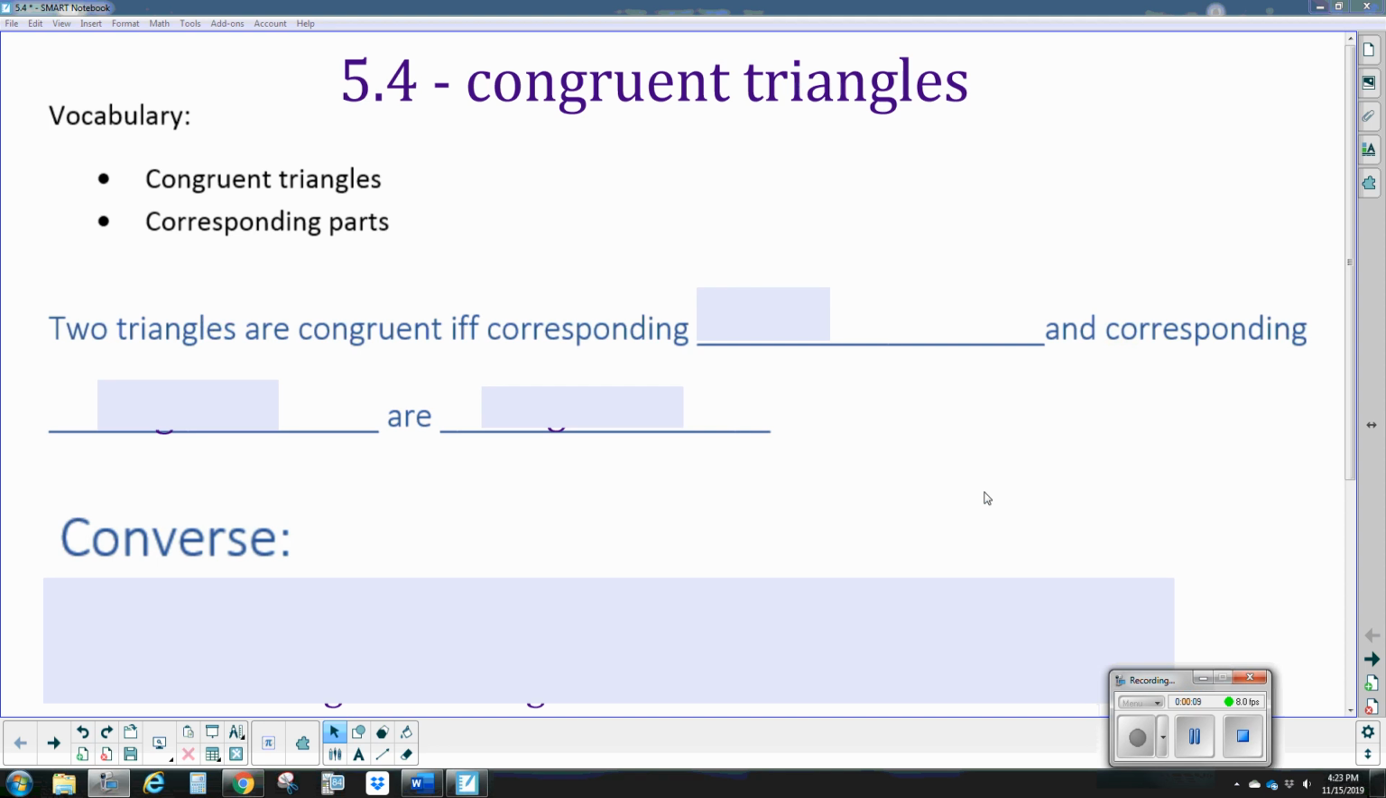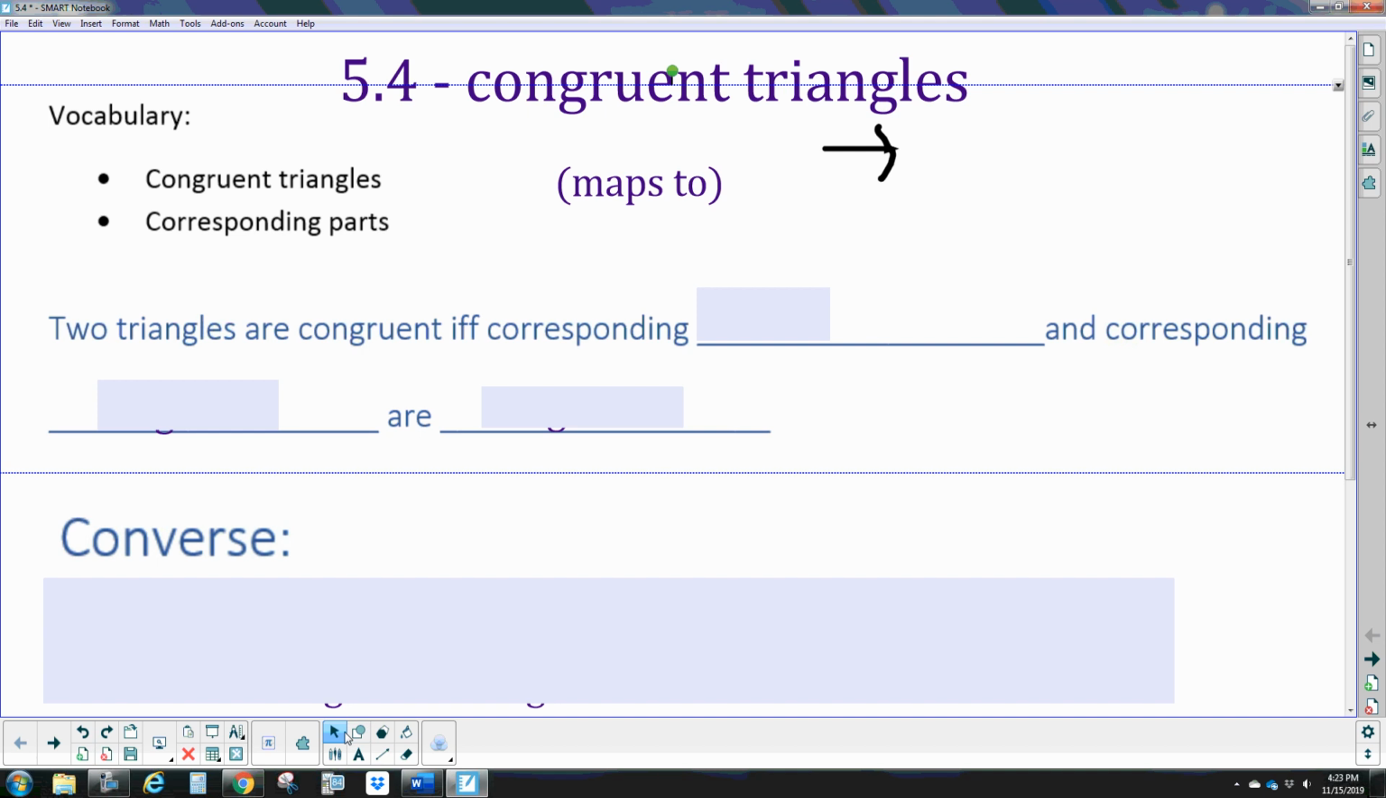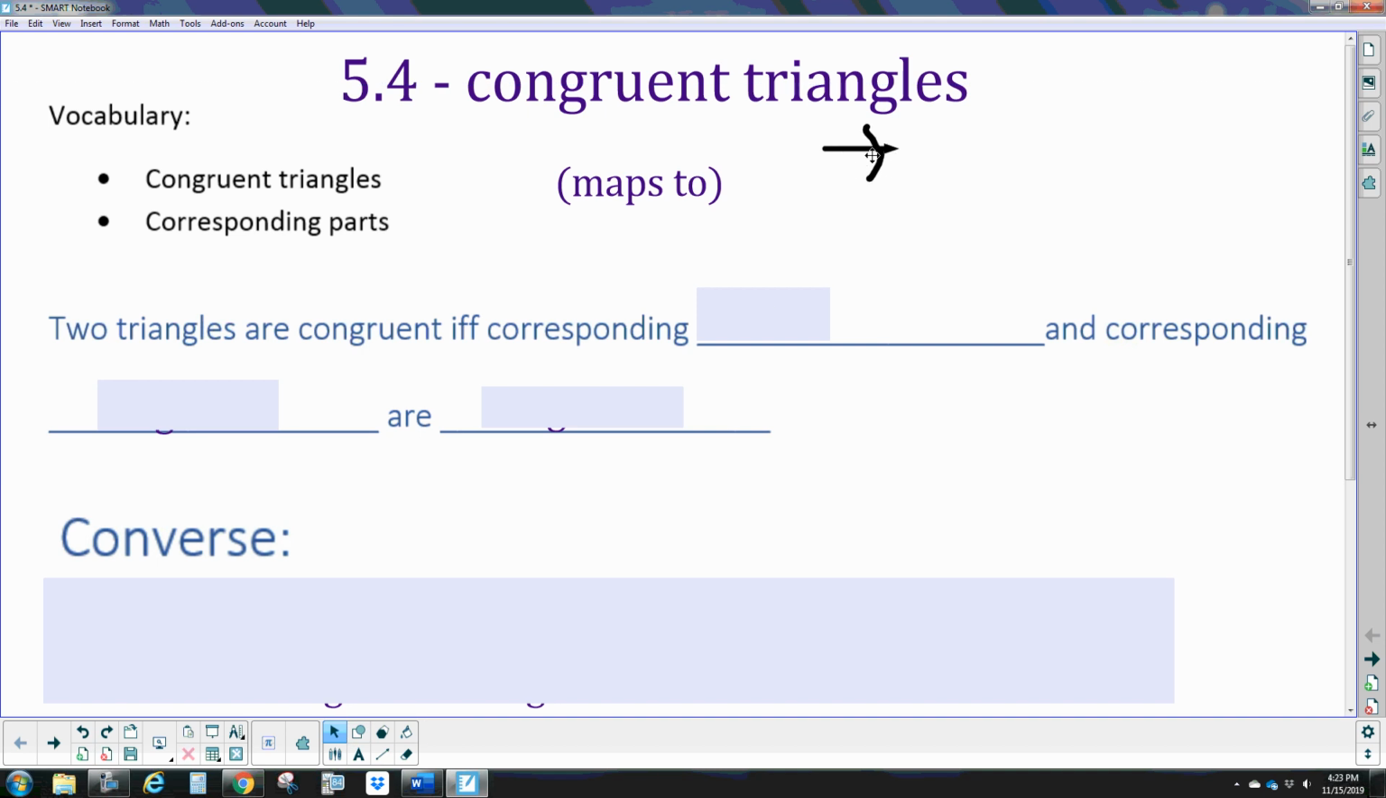So we have a couple key terms here, congruent triangles and corresponding parts. If you remember from lesson 5.3, we talked about corresponding parts a little bit already. And we talked about corresponding parts in terms of mapping to. So if we said something like segment AB maps to segment BC, we use that arrow. Okay, so remember that arrow indicates that term maps to.